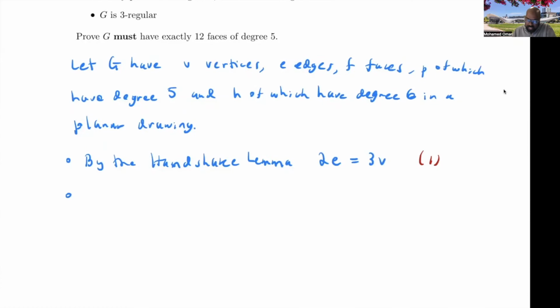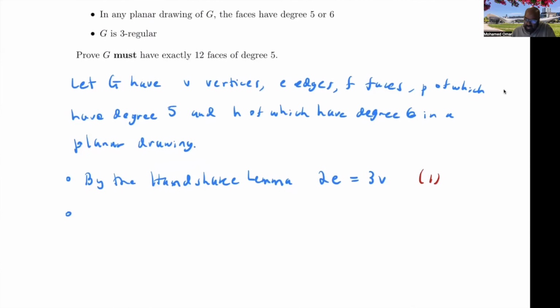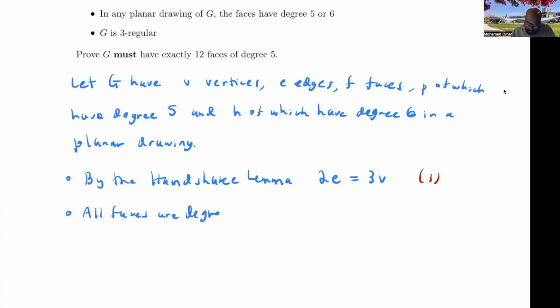If we use the handshake lemma face version, actually, I'm going to wait for that. So the next thing I'm going to say is the faces are all degree 5 or degree 6, right? So all faces are degree 5 or 6. So the number of faces in total is the number of degree 5 faces plus the number of degree 6 faces. Okay, so we'll call that equation 2.